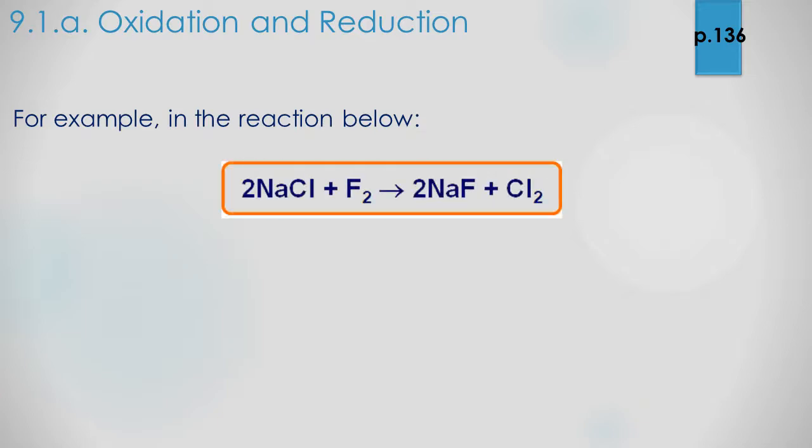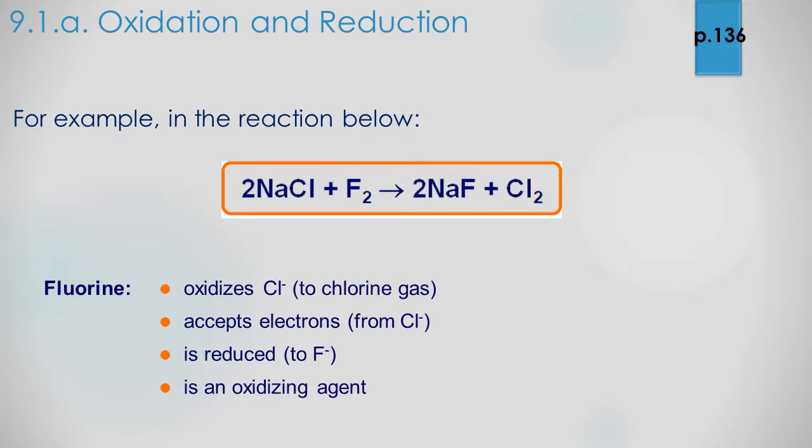For example, in the reaction below, NaCl plus F2 forming NaF plus Cl2. As you can see, Cl⁻ ions here are losing electrons and forming Cl2. So the Cl⁻ ions are undergoing oxidation. However, F2 molecules are gaining 2 electrons to form 2 F⁻ ions. So F2 is undergoing reduction. So Cl⁻ is the reducing agent, F2 is the oxidizing agent.